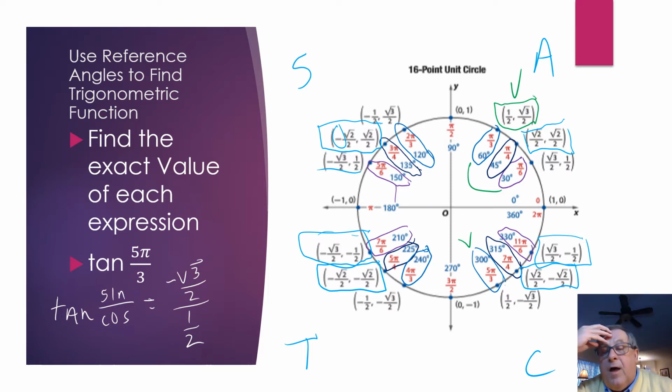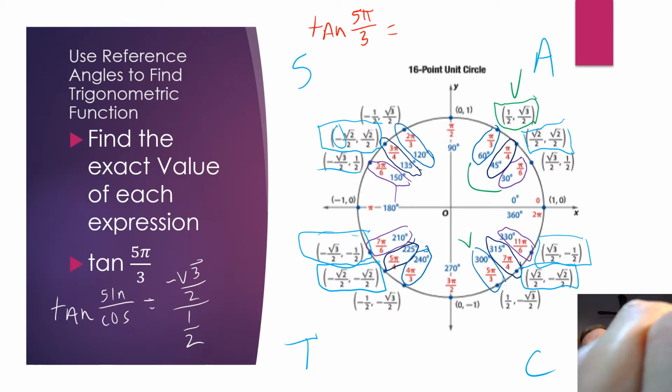Now, let's go ahead and find the tangent, sine over cosine, with a reference angle of pi over 3 in the fourth quadrant, where my sine function is going to be negative and my cosine is going to be positive. So we got the tangent of 5 pi over 3, which has a reference angle of pi over 3, and that's equal to negative square root of 3 over 2 over 1/2.